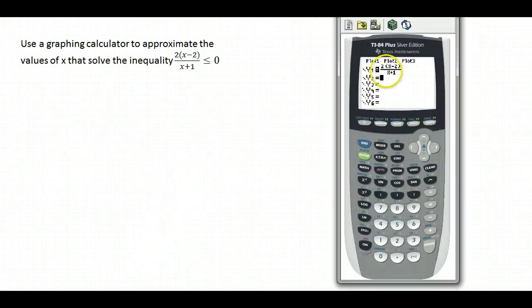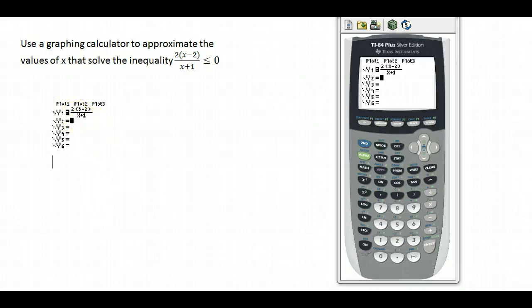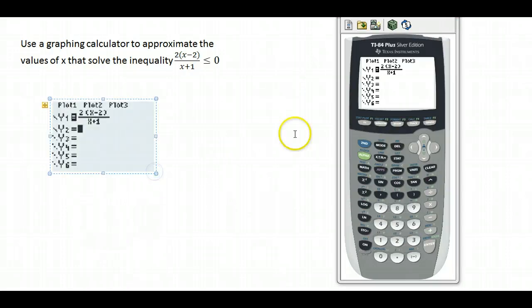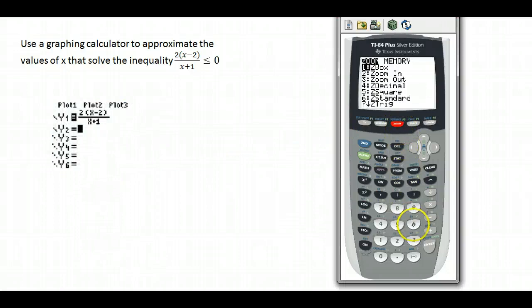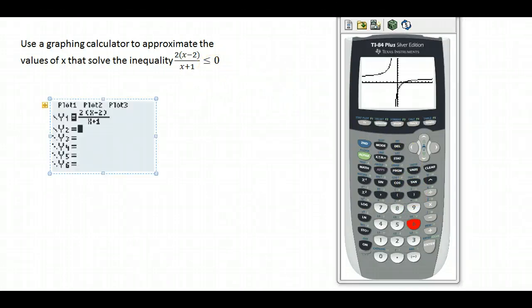So you can also use your graphing calculator to solve inequalities. And I've loaded this into my y equals, so I'll drag it over there. And I'll hit zoom 6. And there's the graph of the function. And we are interested in all the places where this expression is less than or equal to 0. Less than or equal to. That means where it is below the x-axis.